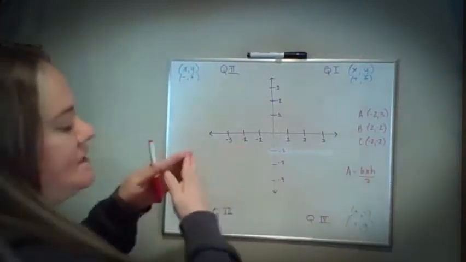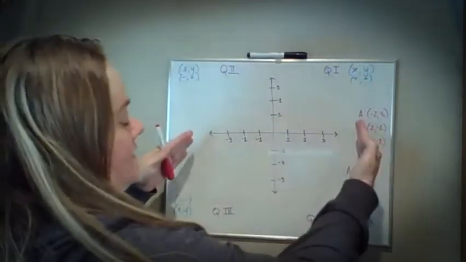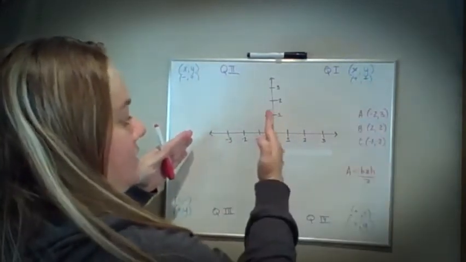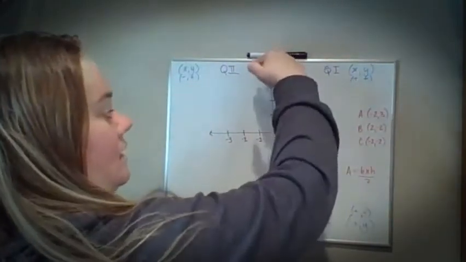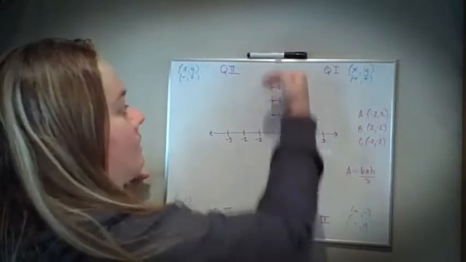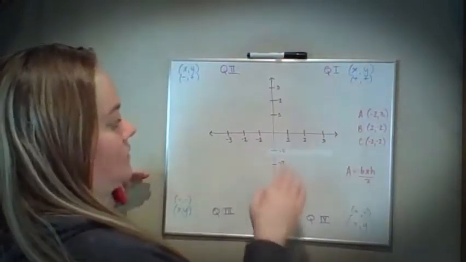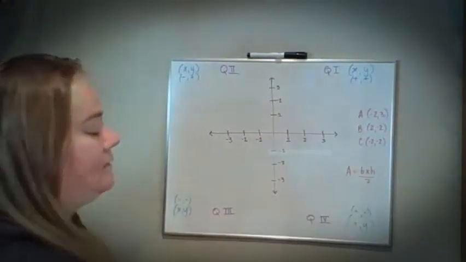Remember, if you look at this as a number line, to the right of 0, x is positive, to the left of 0 is negative. Same thing going vertically, from 0 above is going positive for y, from 0 below is going negative for y.